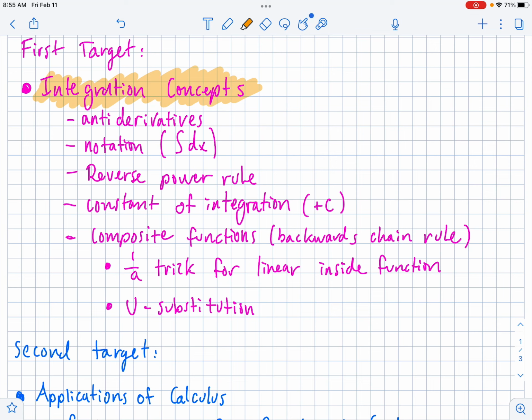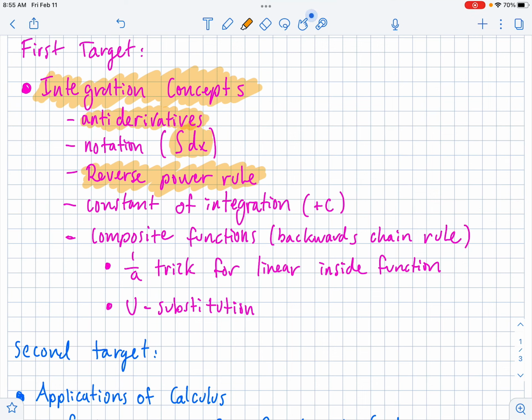This is very similar to our target in first semester of derivative concepts or basic derivatives. So these are the basics of integration. Know that when you're integrating, you're finding an antiderivative. You're working backwards to find an original function that someone took the derivative of. The notation is the stretched out s, and then dx is the variable of integration that you're taking it with respect to. I showed you guys how to do the reverse power rule. Reverse power rule is 1 over n plus 1 times x to the power of n plus 1. It just helps you get back. It's like the opposite of the power rule.